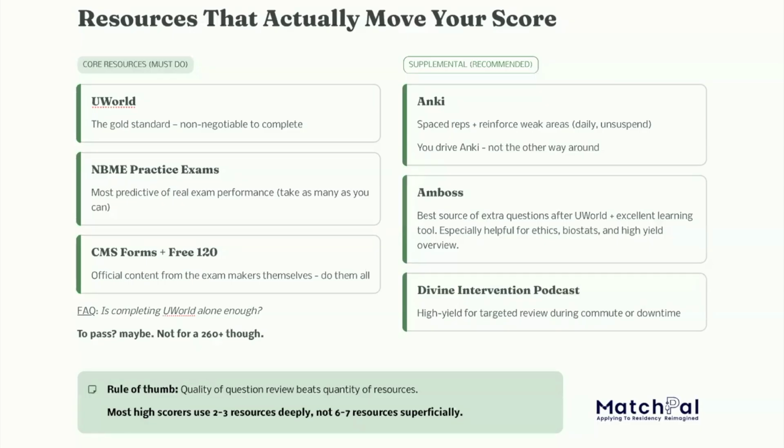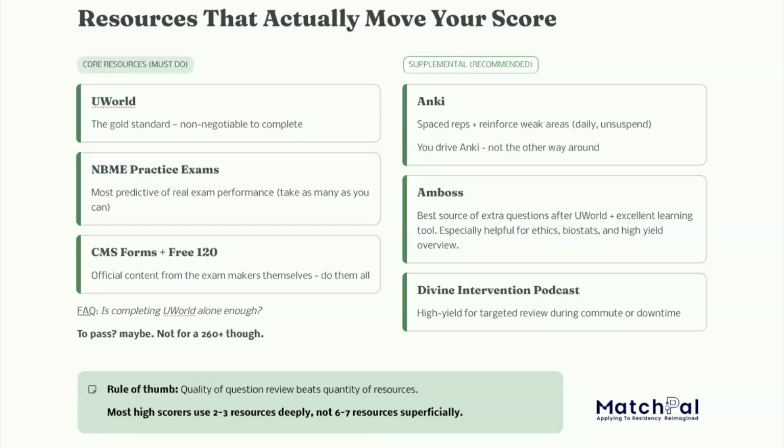I'm a big fan of Anki. I've been using Anki for my Step 1, Step 2, Step 3. I'm using it in residency now. I think it's a phenomenal tool. My biggest thing with Anki, especially when I meet new students, is that they don't use it properly, okay? Anki is meant to be a tool that reinforces the weak areas that you have. So you don't just download a deck from the internet and just do all the cards in the deck. It's a horrible way to use it.